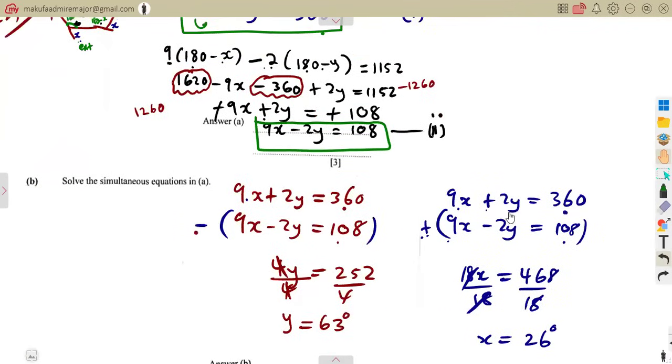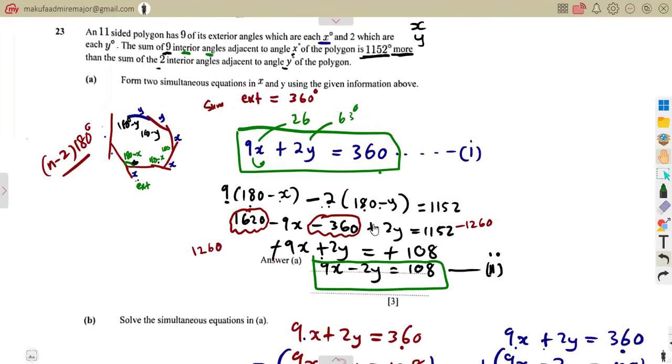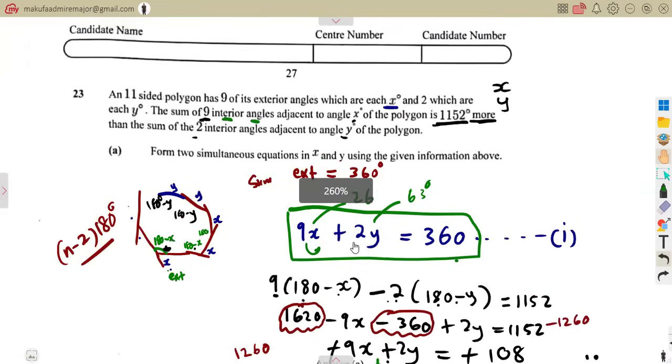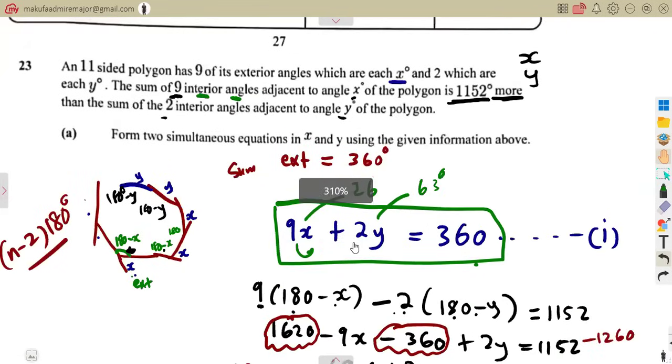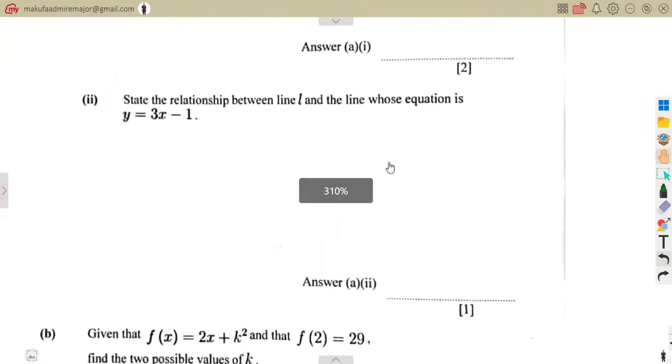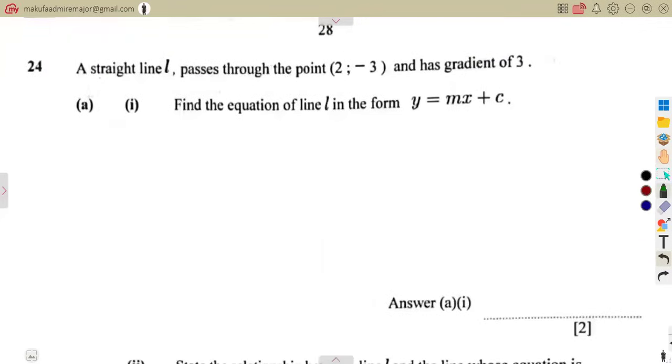Let's work with more. Now, as you can check in this question, they want you to understand the concept of the whole topic, not just one topic, and the relationships that you are given from one topic to another. That's what they want you to do. A straight line L is given that passes through the point (2, -3).